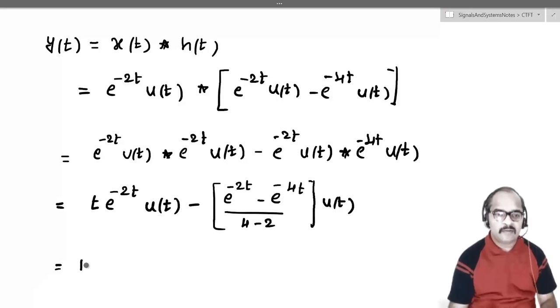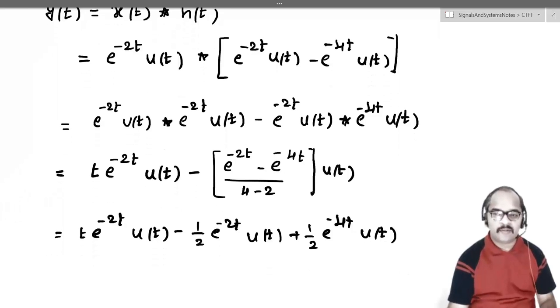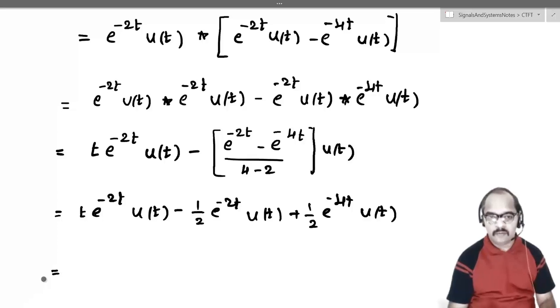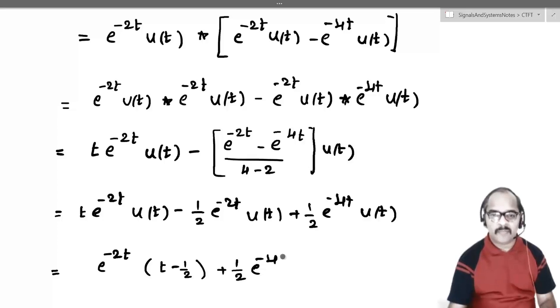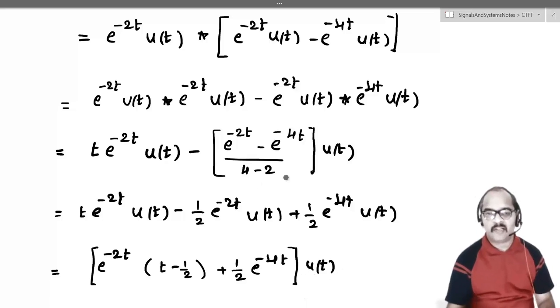So let us simplify this. So this should be t e^(-2t) u of t minus 1 by 2 e^(-2t) u of t plus 1 by 2 e^(-4t) u of t. Okay, so this finally should be equal to, how do we write? Okay, so I will write this as [e^(-2t) multiplied with (t minus half) plus 1 by 2 e^(-4t)] multiplied with u of t. Okay, so that would be the output of the system for the given input x of t.